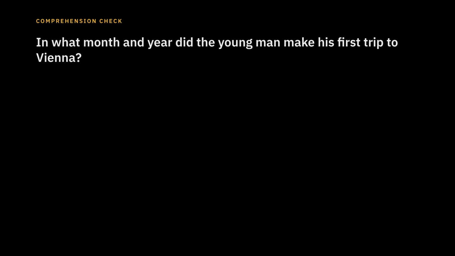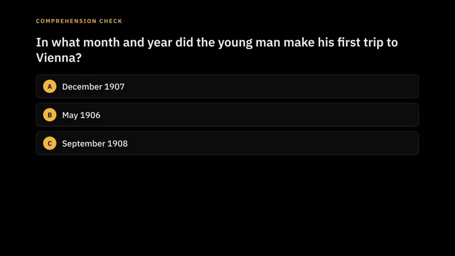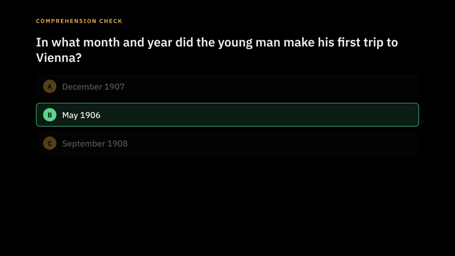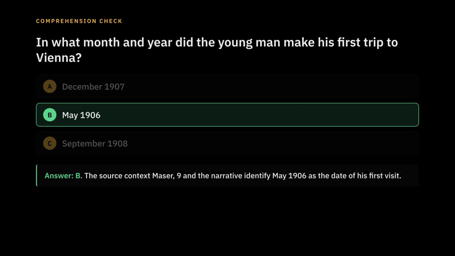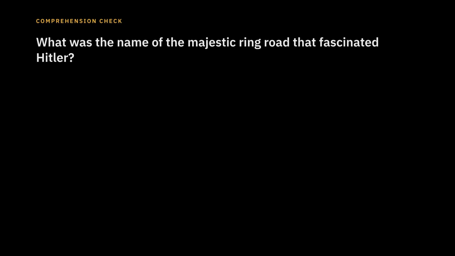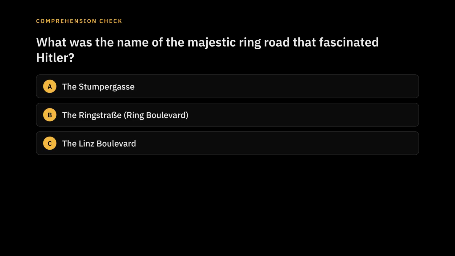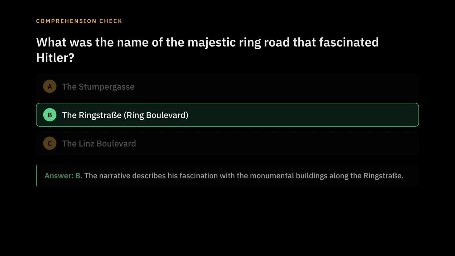In what month and year did the young man make his first trip to Vienna? The narrative identifies May 1906 as the date of his first visit. What was the name of the majestic ring road that fascinated Hitler? The narrative describes his fascination with the monumental buildings along the Ringstrasse.